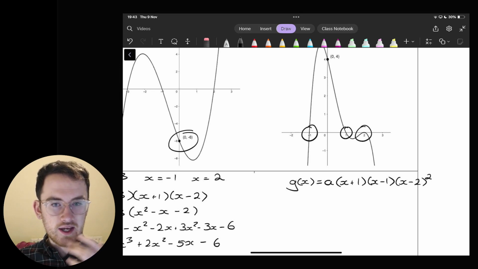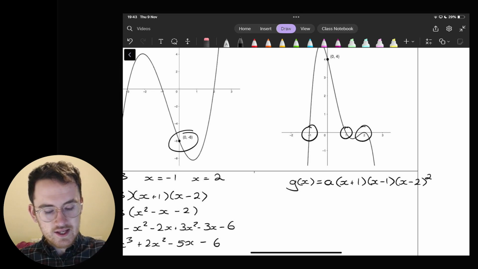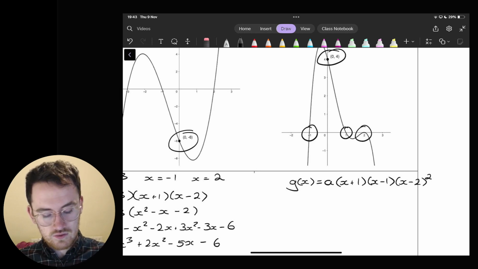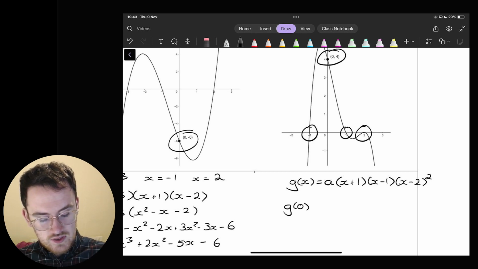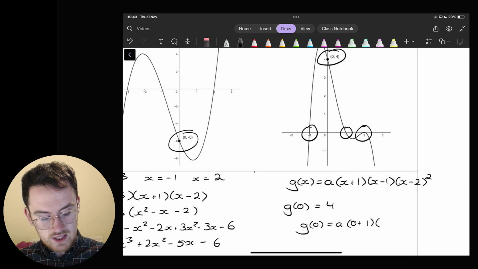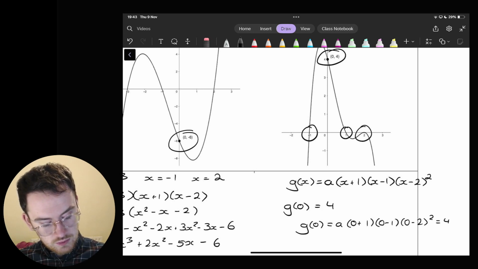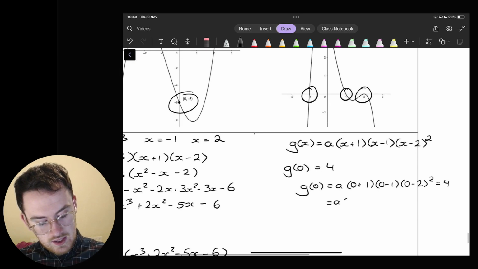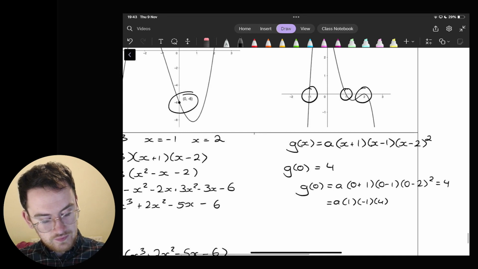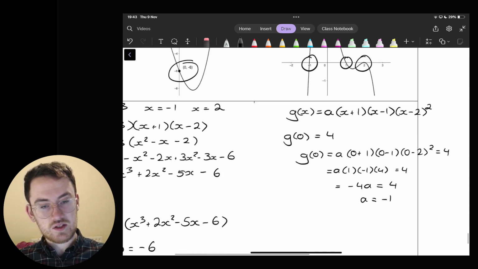Now if I want to, I could immediately try and find out what a is. I can use the point that I have here, 0, 4. So I know that g of 0 is 4, and I'm showing you here that we don't even have to multiply this out if we want. We can find it straight away. It should be equal to 4. So a times 1 times minus 1 times 4 equals 4. So minus 4a is equal to 4, which means a is equal to minus 1.